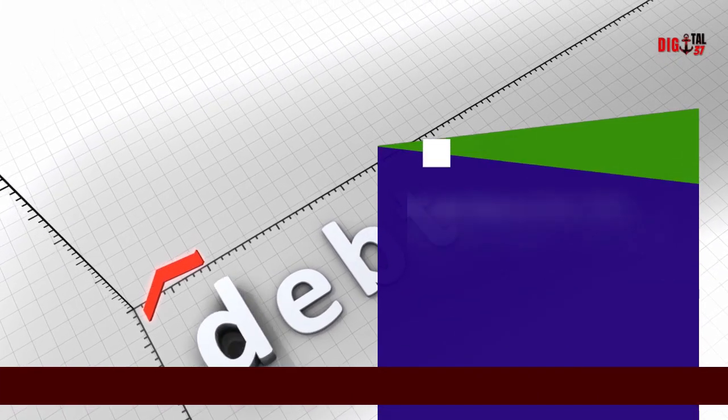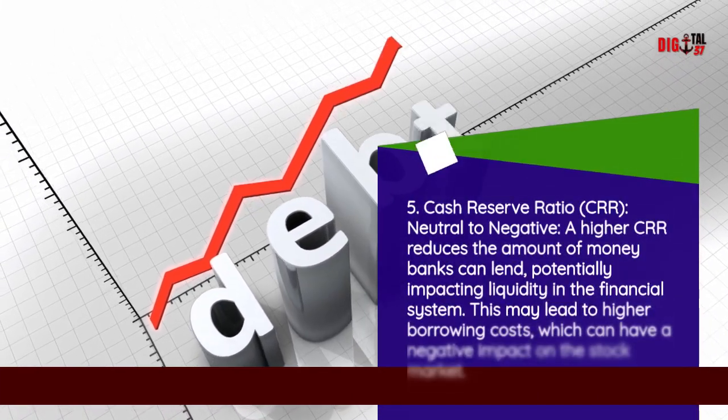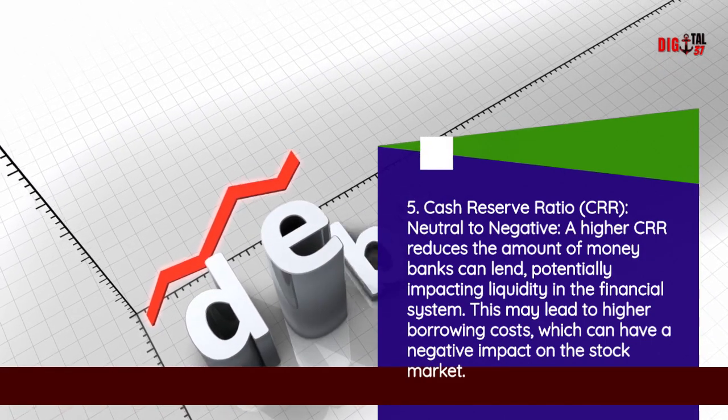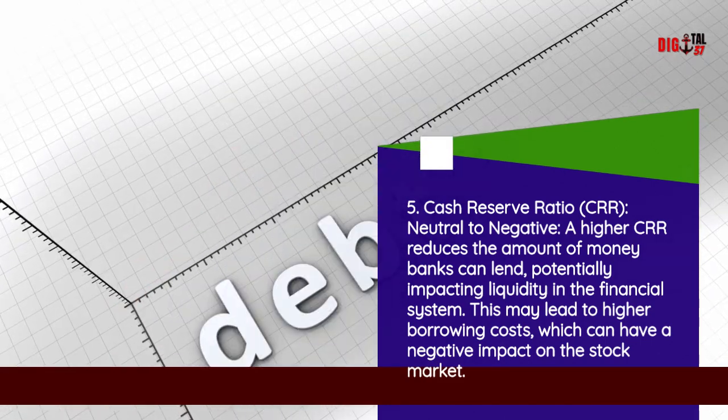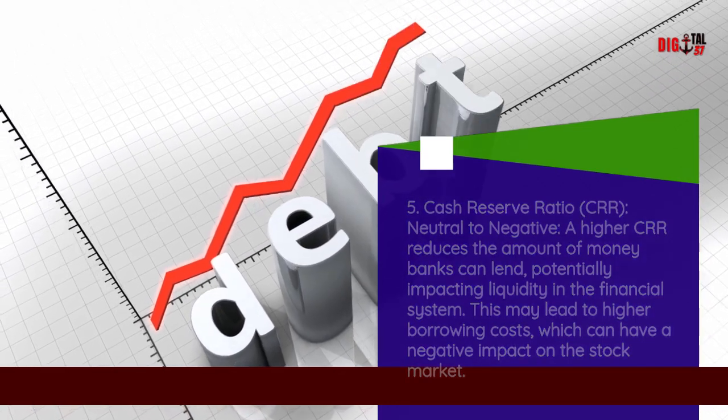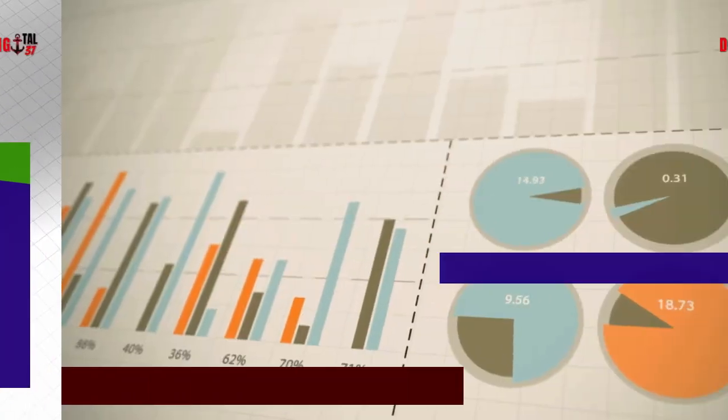5. Cash Reserve Ratio, CRR: neutral to negative. A higher CRR reduces the amount of money banks can lend, potentially impacting liquidity in the financial system. This may lead to higher borrowing costs, which can have a negative impact on the stock market.